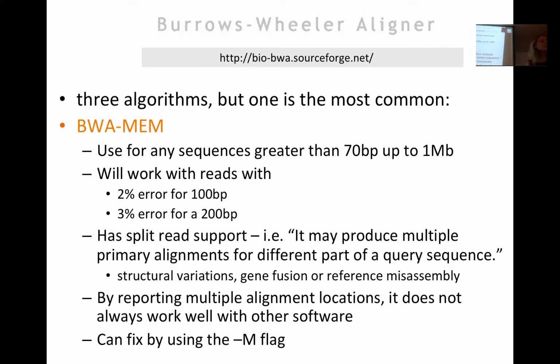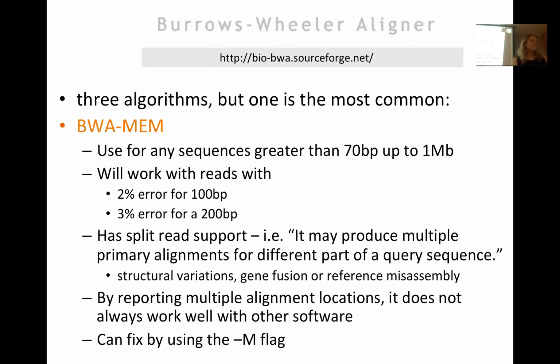And it does report multiple alignment locations, which does not always work well with other software. If you do not want it to do that, you can research the -M flag, and that will help you to make it report only a single alignment location. Yes, so it will report multiple alignments that it thinks are all equivalently good. So it's not going to say this location is really great, and this one's not that great. It's going to say, I see 3 locations, and I think they're all equivalently good, so I'm going to give them all to you.